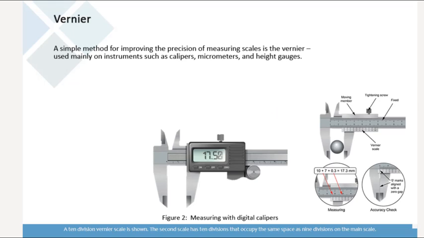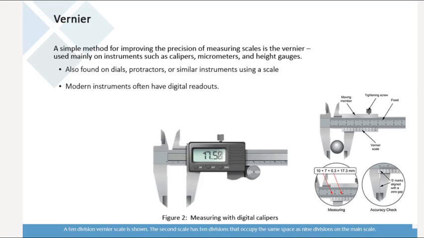A simple method for improving the precision of measuring scales is the vernier. This was invented in 1631 and, although used mainly on such instruments as calipers, micrometers, and height gauges, it is also found on dials, protractors, or similar instruments that use a scale. Modern instruments often have digital readouts with 4 or 5 significant digits displayed as shown in the top figure. This gives the impression of a highly accurate instrument, but, again, high precision does not mean high accuracy.